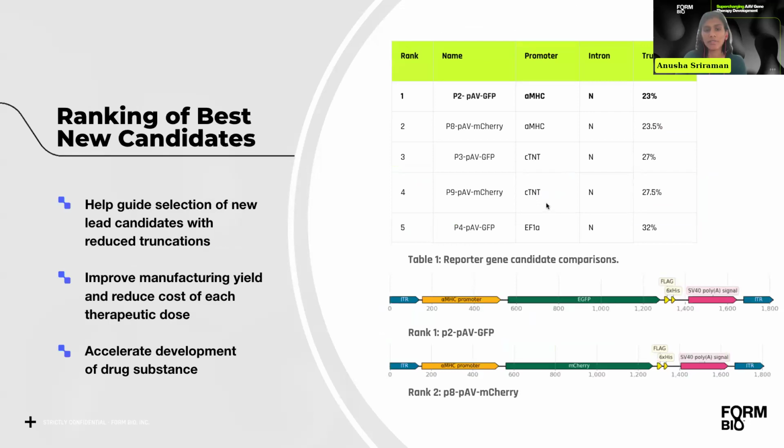So by performing all of these in silico assessments, FORMsightAI helps you identify the vector designs that have the best outcomes. So this reduces the trial and error cycles and helps to accelerate the development of drug substance.